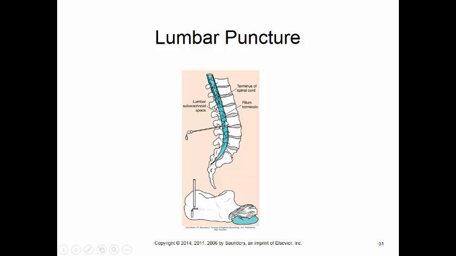So we usually go down between L1 and L2 and remove some cerebrospinal fluid. The spinal cord ends a little bit higher, and only the nerves are going down the middle of the spinal canal. Okay, and they're just drawing out some CSF.